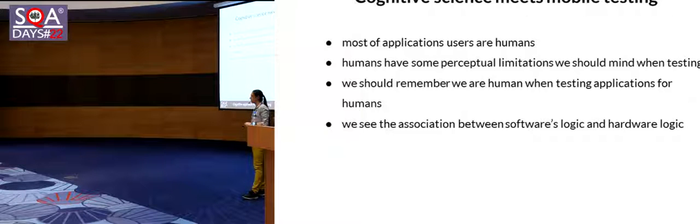So just to sum up this part, this may be obvious but not obvious together with developers and testers, that most application users are humans. Humans write applications for humans. And we have some perceptual limitations, and we should have them in mind when testing and when developing anything.